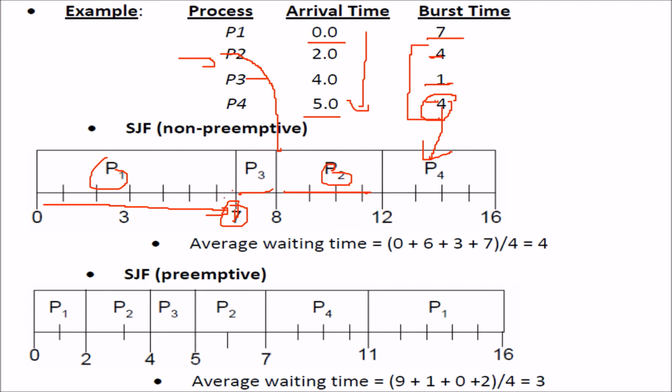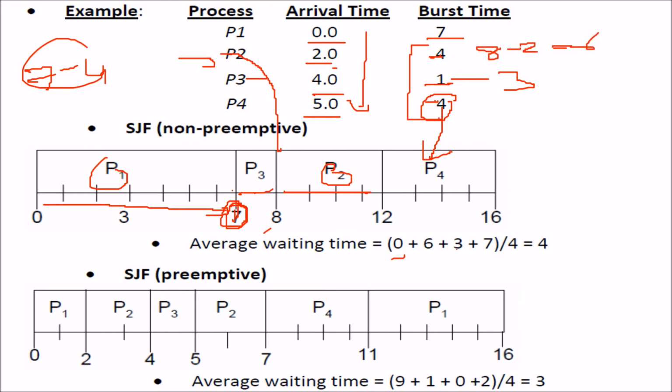See, P3 has got the execution or the CPU time at 7, but P3 has arrived just at 4. So 7 minus 4, 3 will be the time for P3. P1 is 0. Now how about P2? P2 has come at 2 and it has got time at 8. So 8 minus 2, that is 6. So this is the time.